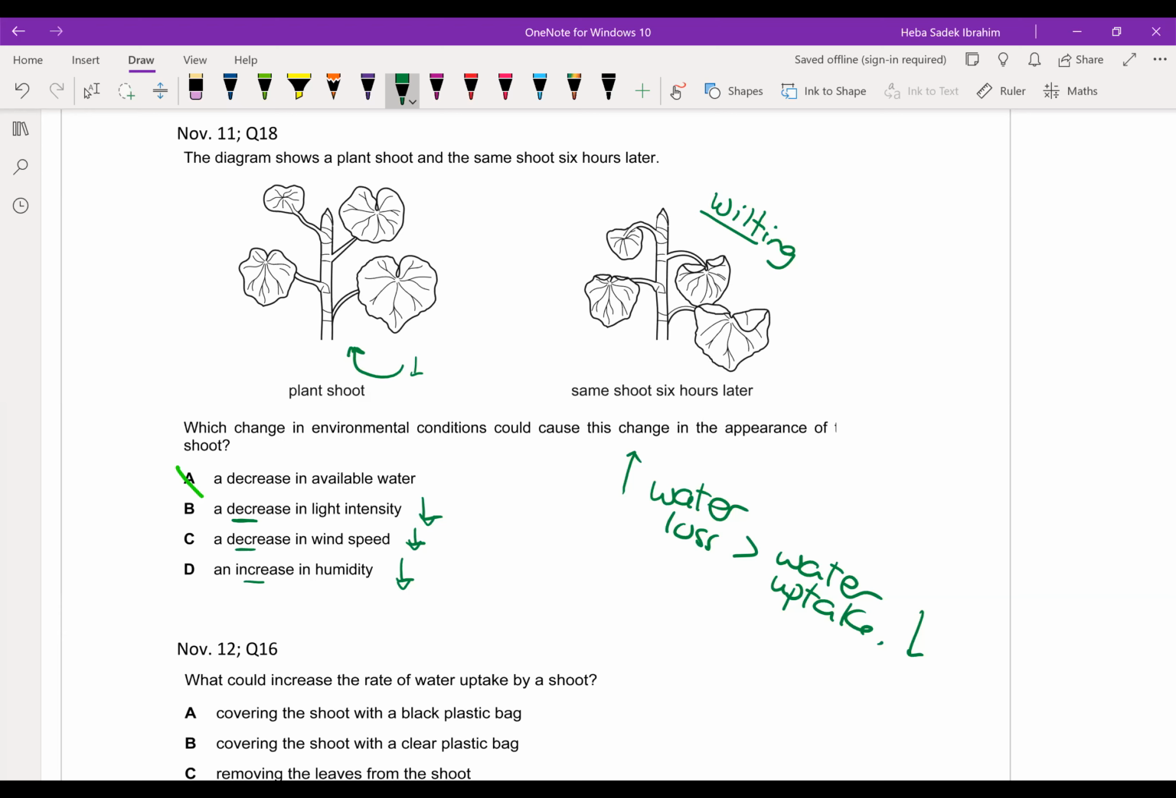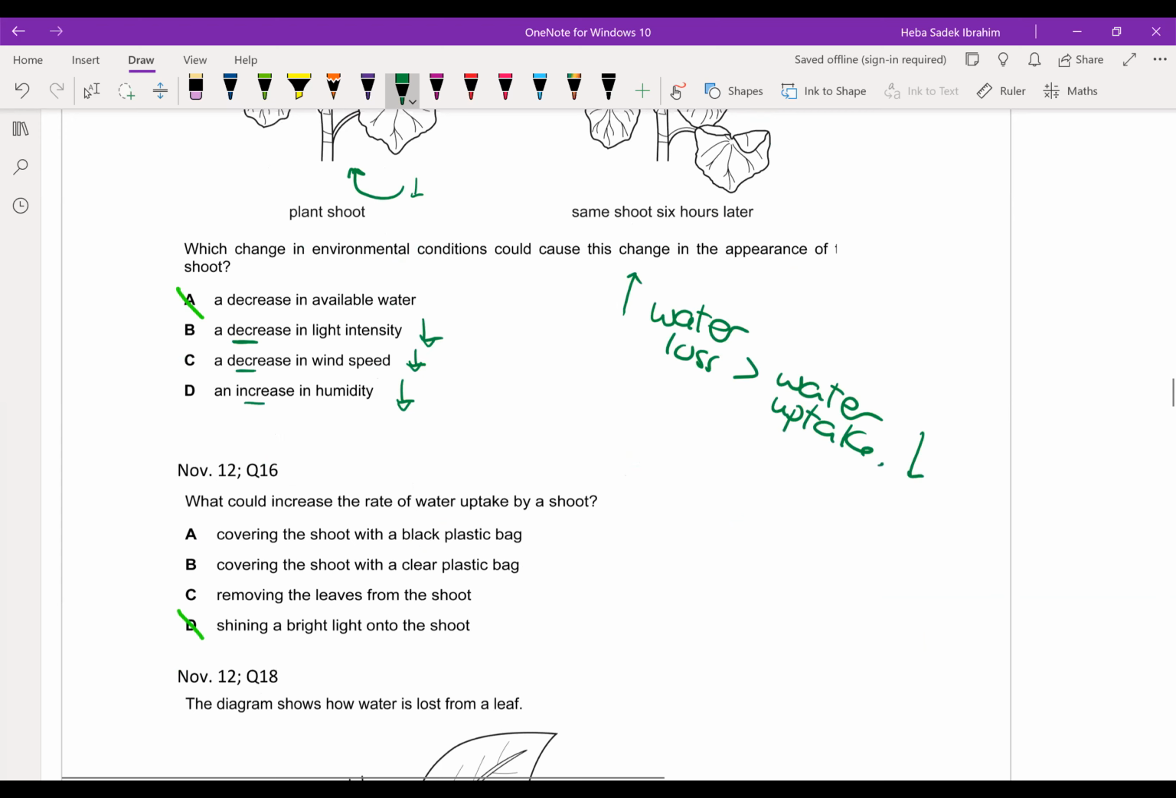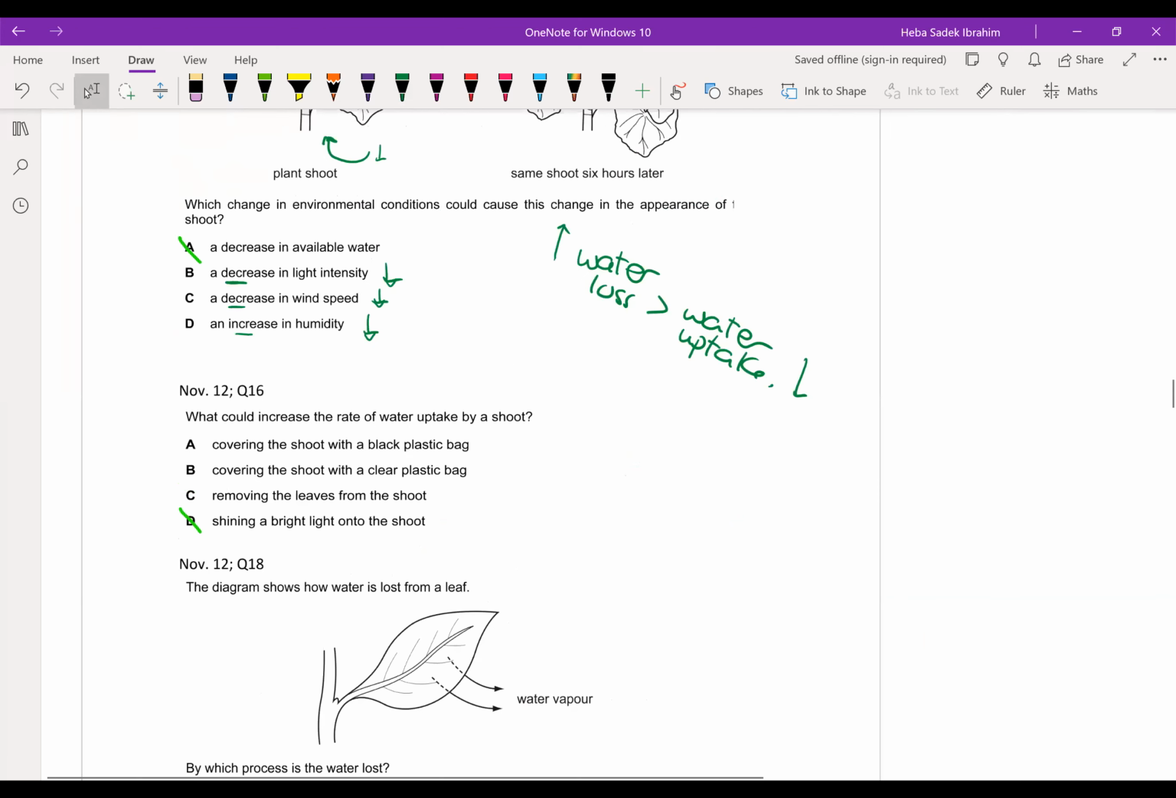What could increase the rate of water uptake by a shoot? Of course, bright light will increase the transpiration. As you can see, he keeps going around trying to be creative in asking the same question about the same topic, which is what are the factors that affect transpiration. Once you know them, all the questions become very easy and straightforward. So light, wind, temperature: as you increase them, you increase the transpiration. Humidity is the only one that is the opposite. If you increase the humidity, you decrease the transpiration.